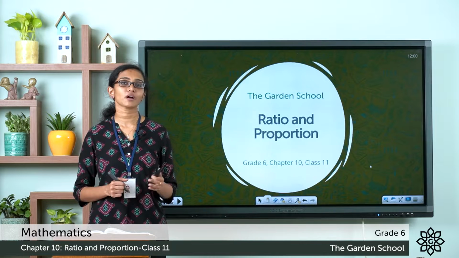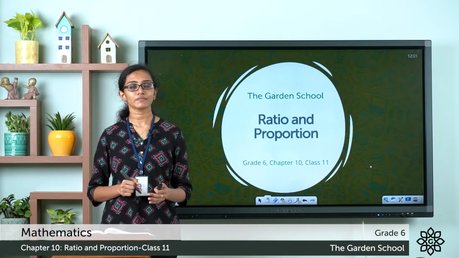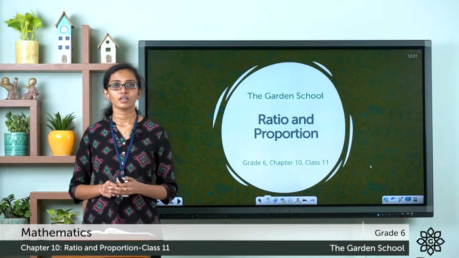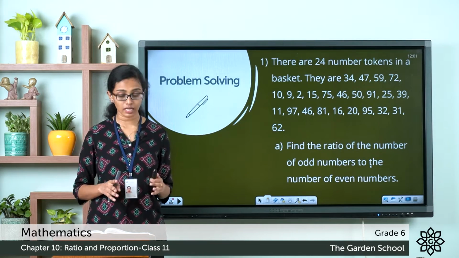I hope you are thorough with all the concepts we learned in this chapter. So let's discuss the questions from the revision time exercise today. Now the first question says there are 24 number tokens in a basket.